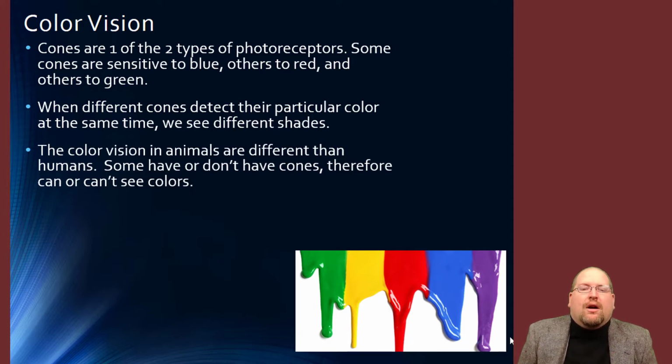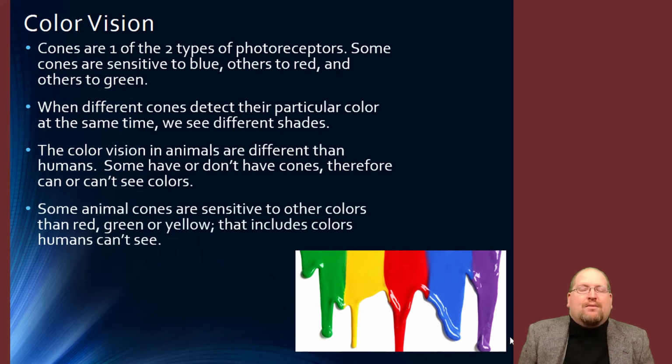The color vision of animals is much different than that of humans. Some have cones, some don't. Some have different amounts of cones. Some see some colors better than other colors. It just depends on the animal. Some animal cones are so sensitive that they can see more than just red, green, and yellow, to include other colors that humans can't see.